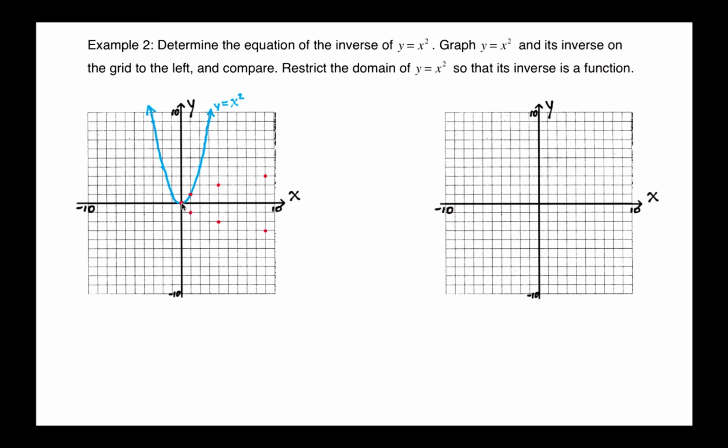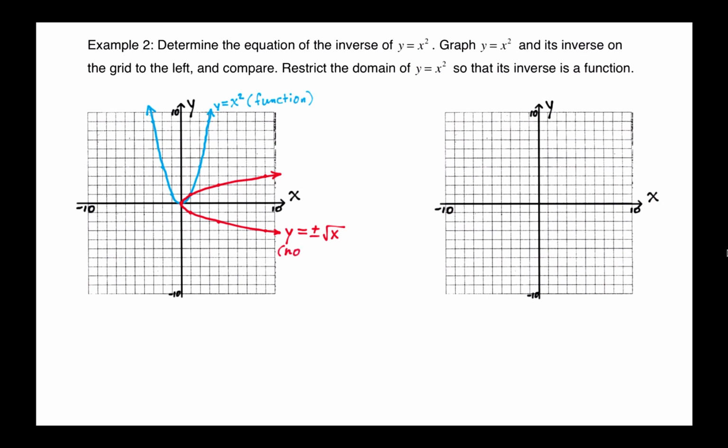Here's another point. We started with (-1, 1), and we switched to (1, -1). (-2, 4) switched to (4, -2). (-3, 9) switched to (9, -3). So now I'm going to connect these points together with a nice smooth curve, put arrows on the ends. And this is y equals plus or minus the square root of x.